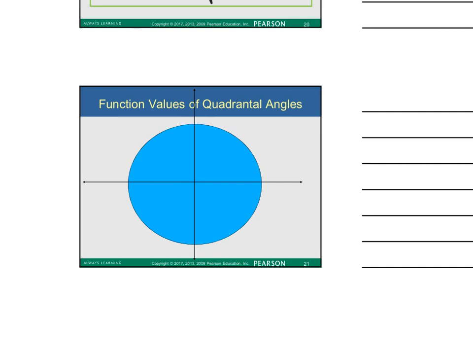Put your trig functions next to it on the side, all 6 of them. Put your memorization techniques to try to memorize what happens when you're on those boundaries.